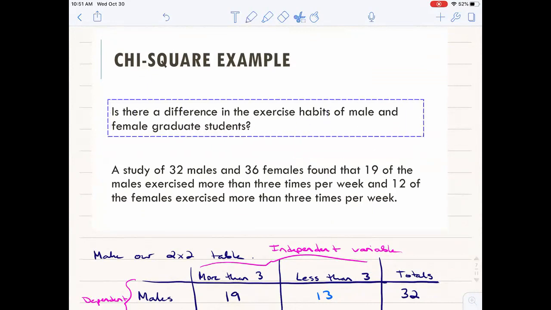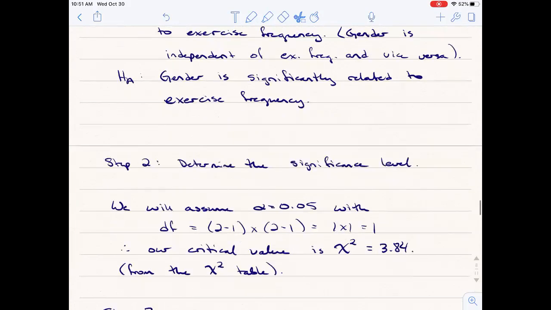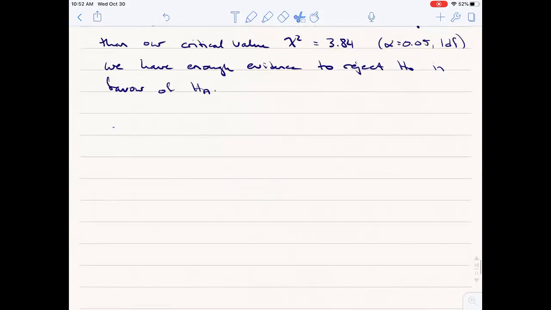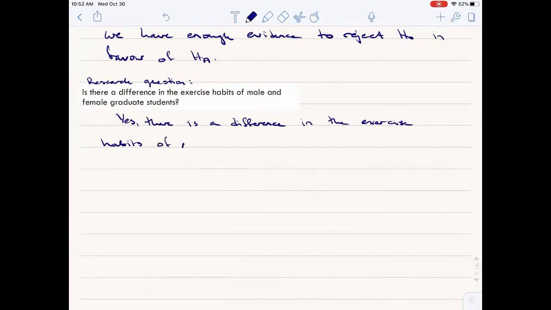So in fact, I'm going to copy this, but also we can look at our boring alternative hypothesis. Gender is significantly related to exercise frequency, but it's just nicer to rephrase the question as an answer. They should be saying the same thing though. And so if we remember the research question was this: yes, there is a difference in the exercise habits of male and female grad students. Yes, grad students.